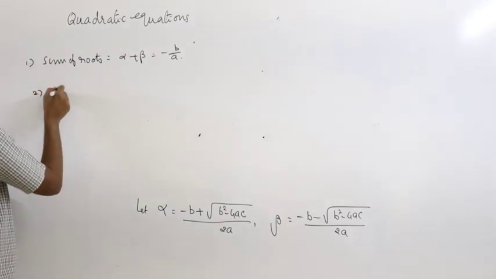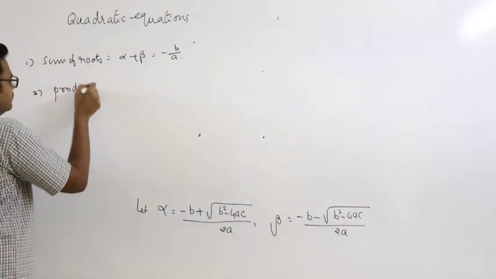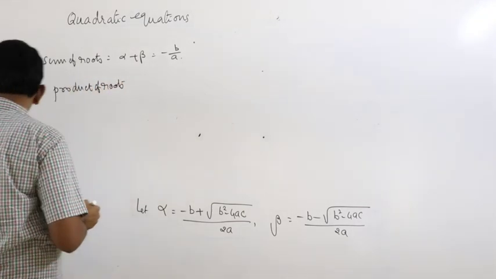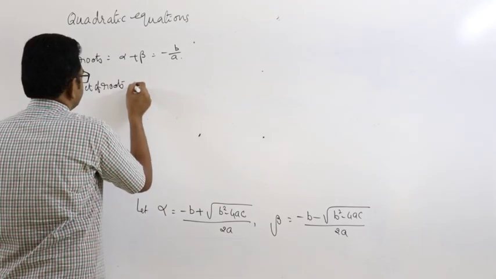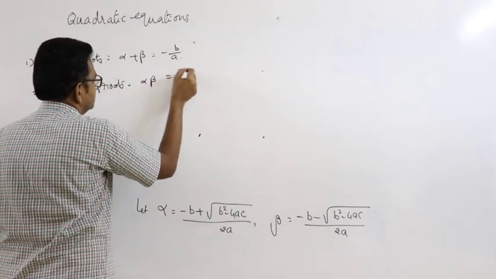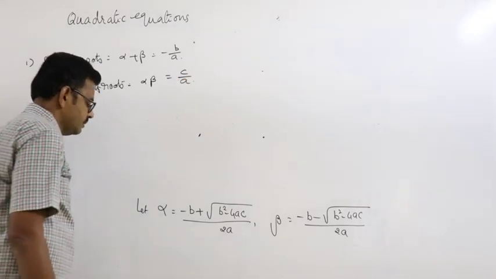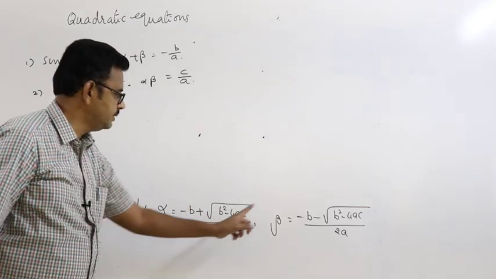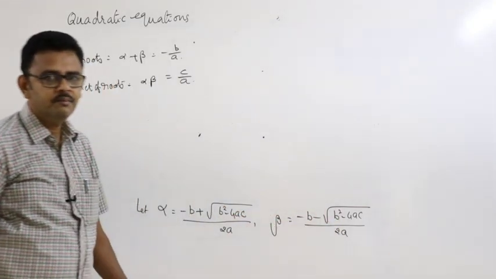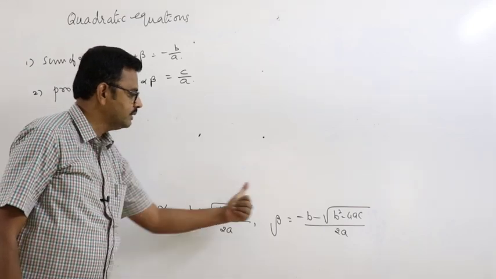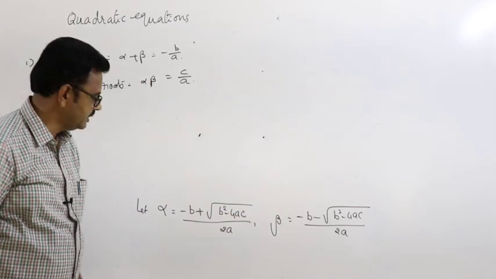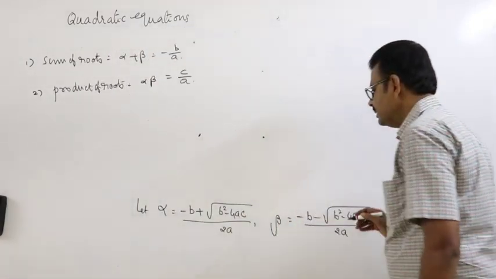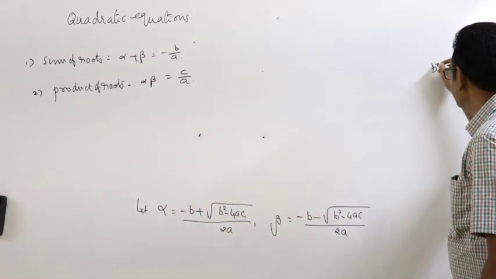And product of roots, that is alpha beta is equal to c by a. This is just like a plus b into a minus b. So the formula is a square minus b square. Here a square is minus b whole square, that is b square.